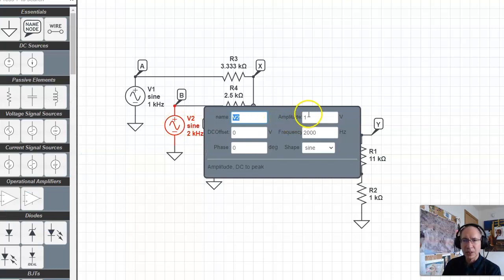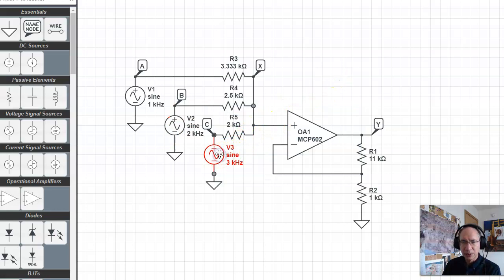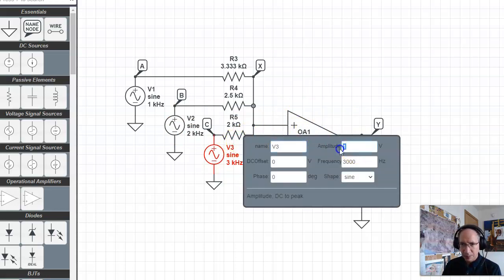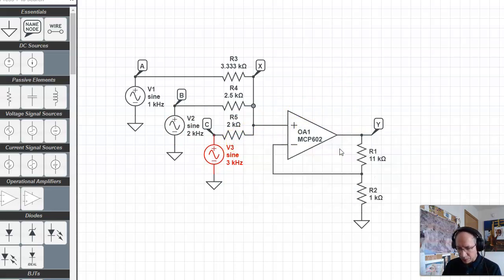Let's turn off V2. Make that 0 volts. Turn off V3. Make it 0 volts. And note, 0 volts is different than disconnect. If I disconnect, this is infinite impedance. If it's 0 volts, this is 0 impedance to ground. So 0 volts is different than disconnect. So B and C are both 0.